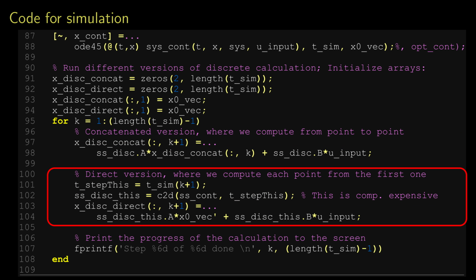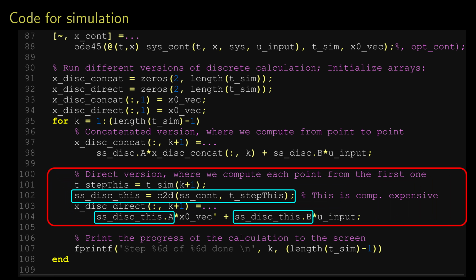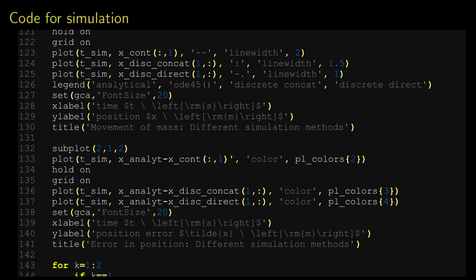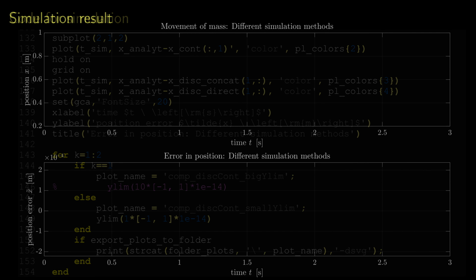In the second version, we are calculating a different matrix AD and vector BD for every step by adjusting the time step used for calculation. So we are always calculating from the initial values, just using larger time steps. Afterwards, we plot the results. Speaking of, here they are.